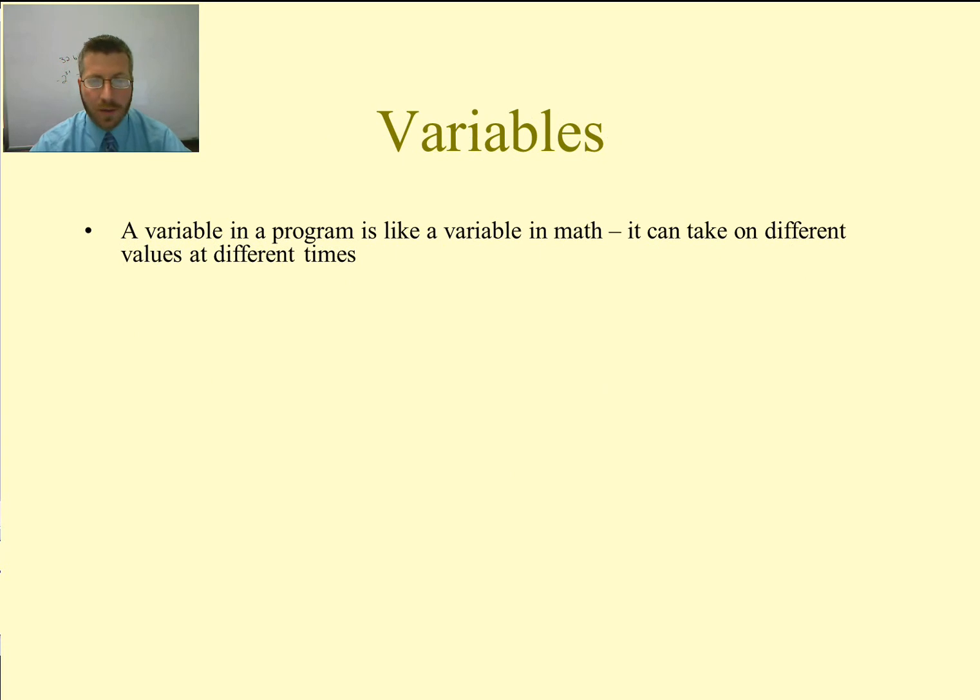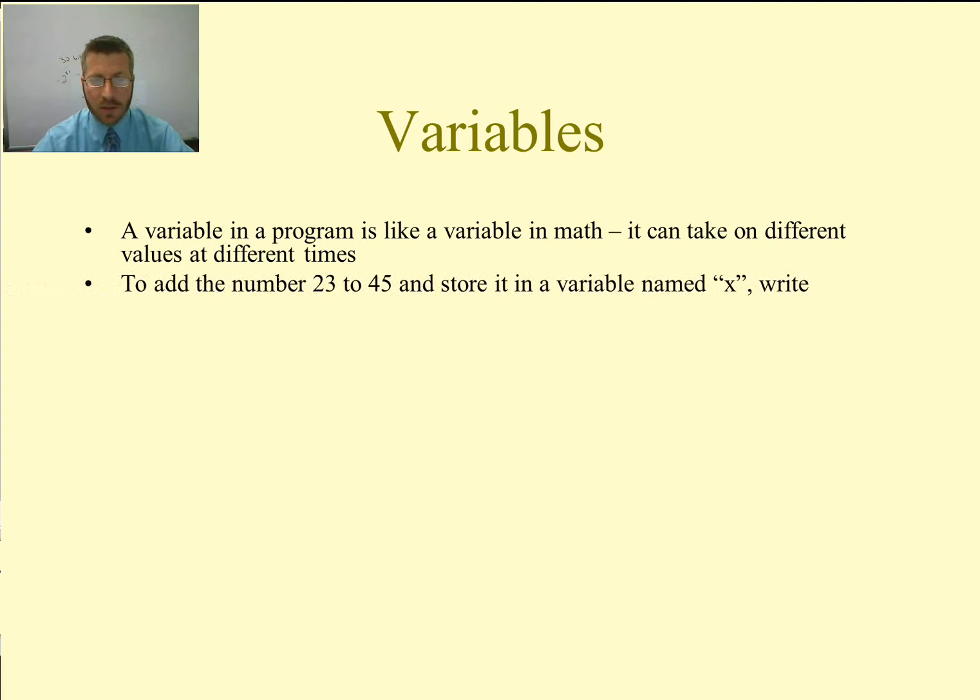Okay, getting to variables now that we know the different types of variables that we have available to us in C, how do we go about creating variables in our C program? A variable in a program works very similar to a variable in math. It can take on different values at different times. We assign values to it. We can have it be part of an arithmetic expression, different mathematical functions, and so on. So let's take a look at a little example I have here.